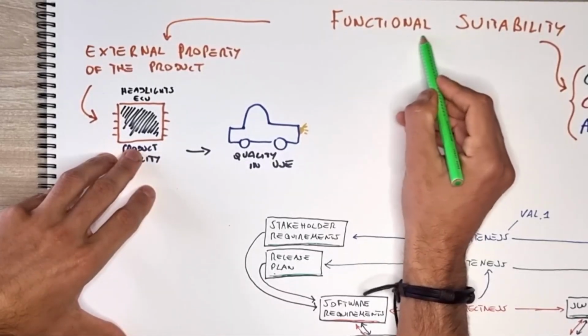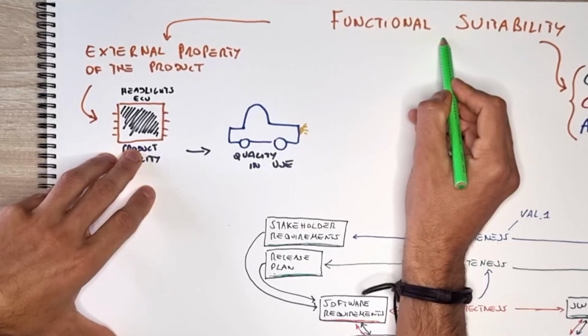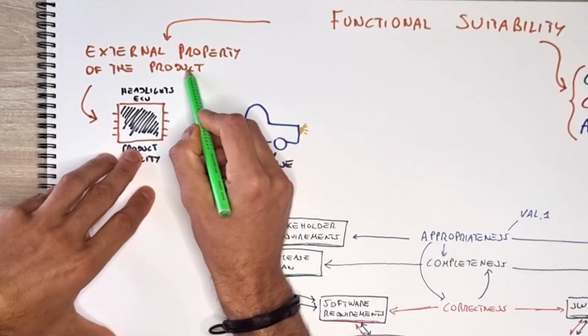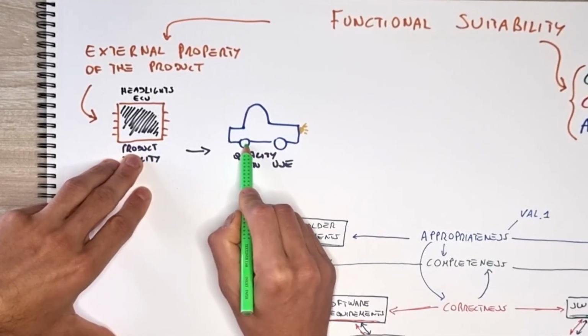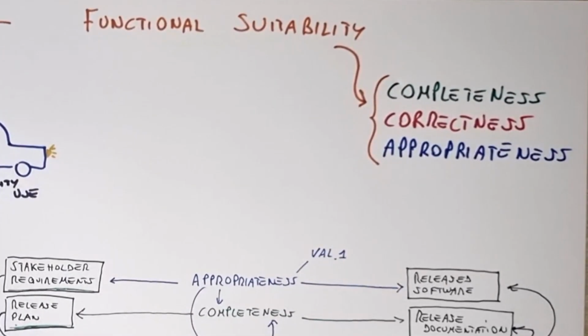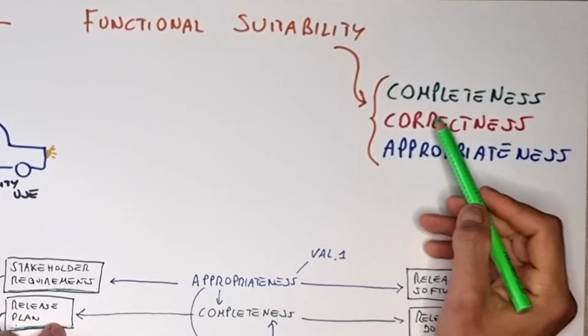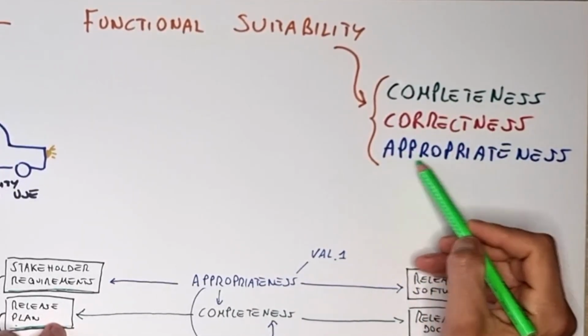If you're familiar with the concepts from the first video, you recognize that functional suitability is an external property of the product, as it can be observed from a black box perspective of your product. Functional suitability has a strong impact on quality in use. If you are new to these concepts, I've linked the first video below. Functional suitability has three main parts or sub-characteristics. These are completeness, correctness, and appropriateness. In the next few minutes, we'll analyze them one by one. We'll look at how they can be properly designed and tested, and check the most important metrics you should consider.